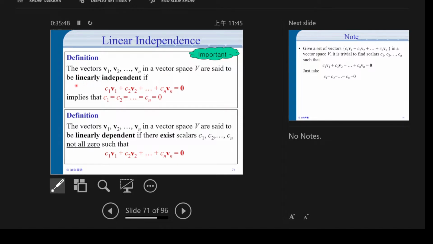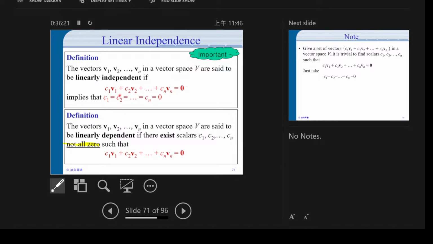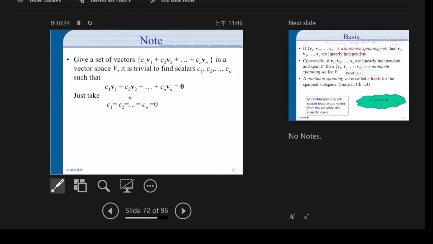So linear independent if this equation only has the trivial solution. And the linear dependent is the reverse of this. So this equation has a non-trivial solution. Okay. So there exists a not-all-zero solution. Very important here, not all zero. Also note that if you have a set of vectors, then you always have a trivial solution. So you cannot just say it has a solution, because this equation always has a solution, that's all zero.